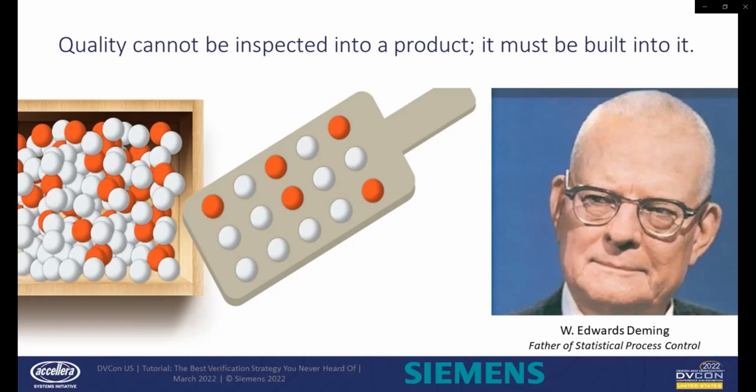To illustrate his point about quality, he filled two wooden boxes with white beads and then added a handful of red beads to represent bugs. He then divided his class into two groups, and he gave each group a wooden box and a paddle to remove the red beads. His plan was to reward the group that removed the greatest number of red beads and penalize the other one.